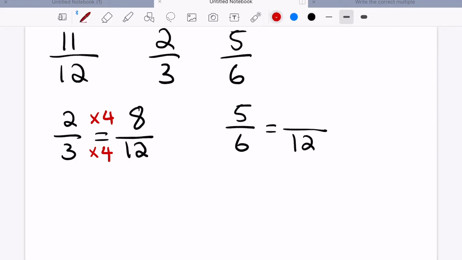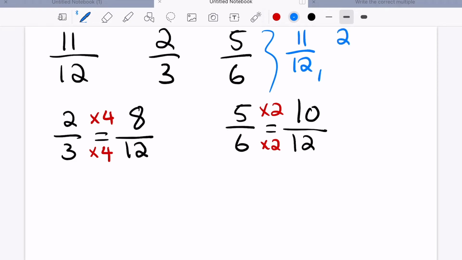And 5/6, we're going to turn into 12s. What do we do? Times 2, times 2. 5 times 2 is 10. 10/12. So we have 11/12, not 2/3, we have 8/12, and we have 10/12. So ascending order, we have to go up.